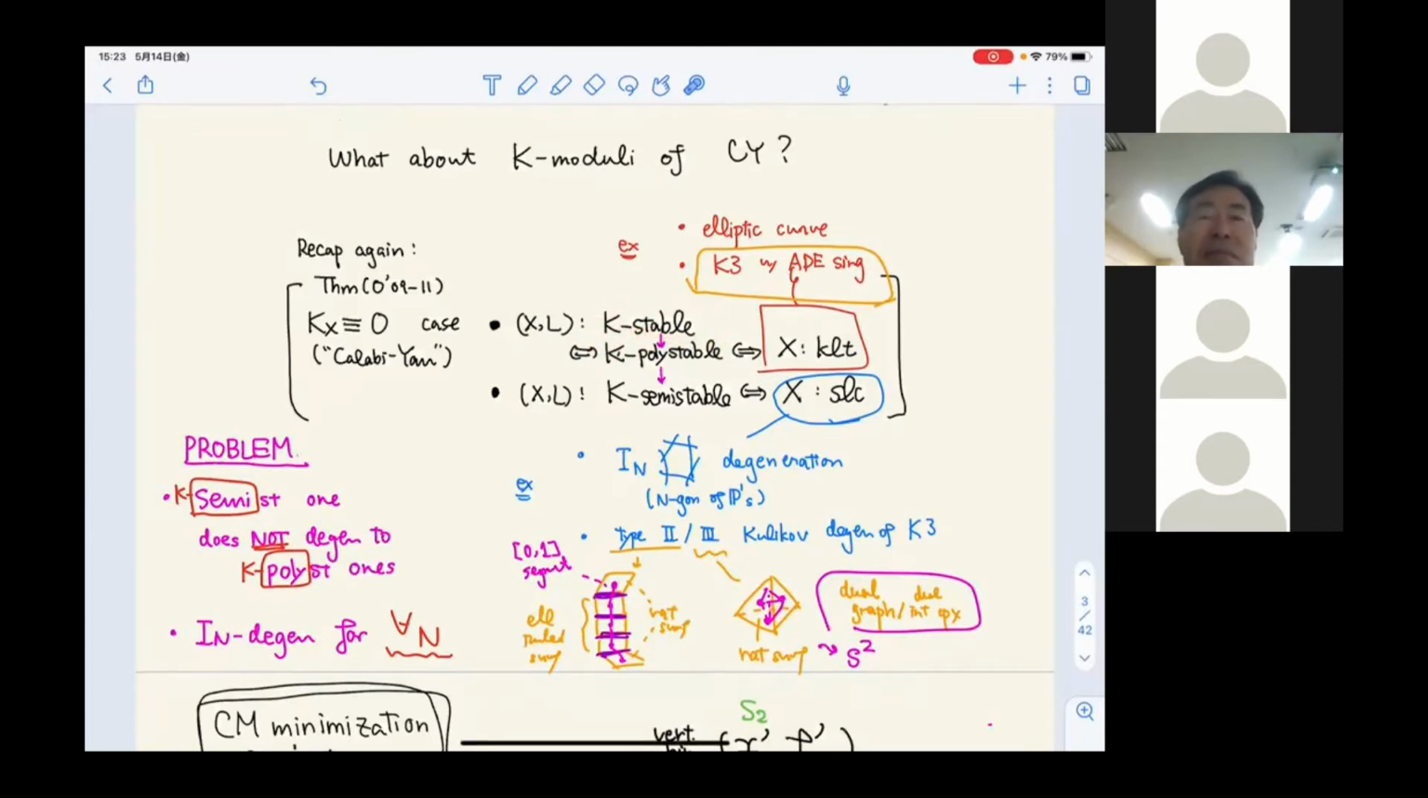Strict K-stability should be equivalent to K-polystability and automorphism finiteness. So the automorphism group of this polarized variety, by which I mean automorphisms of X which preserve the class of L, should be finite.